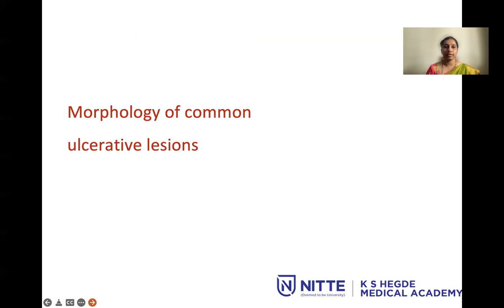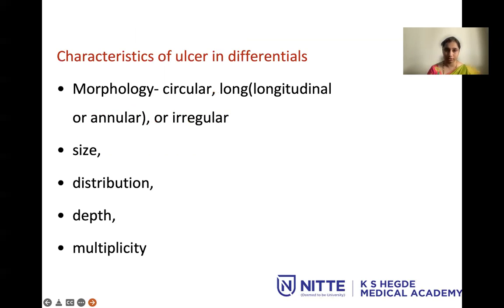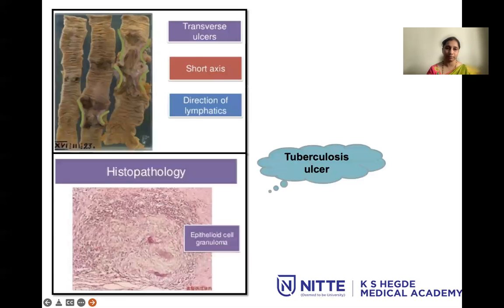Whenever we are assessing the ulcerative lesions, we have to assess the morphology of these lesions. The characteristics of ulcers which are helpful in differentiating these lesions are morphology. In morphology, we should assess whether the ulcer is circular, whether it is longitudinal or it is irregular. It is also important to know the size of the ulcer, distribution, which part of the intestine is affected, whether the lesion is single or multiple, and also the depth of the lesion.